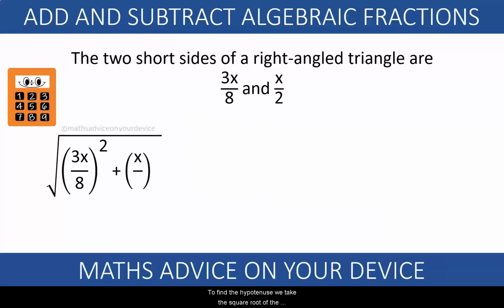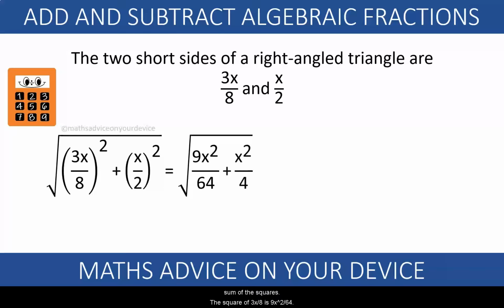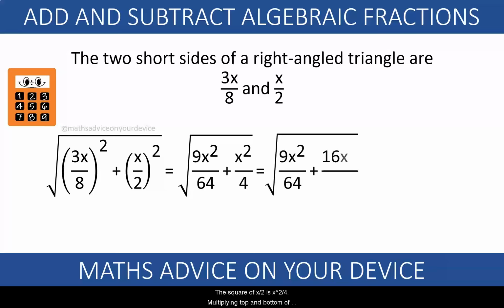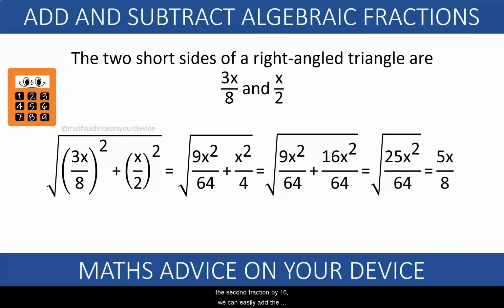The square of 3x over 8 is 9x squared over 64, and the square of x over 2 is x squared over 4. Multiplying top and bottom of the second fraction by 16, we can easily add the fractions. The square root of 25x squared over 64 is 5x over 8, the length of our hypotenuse.